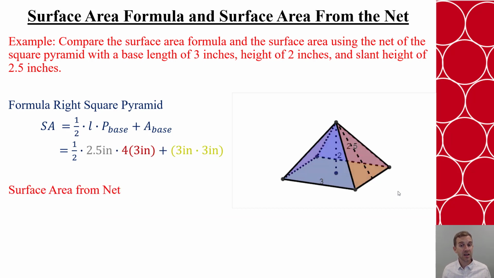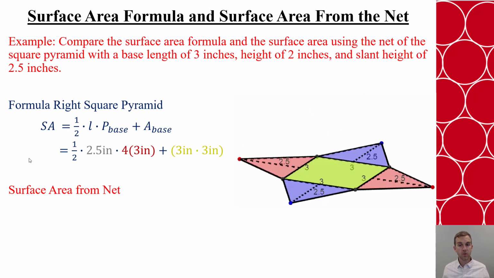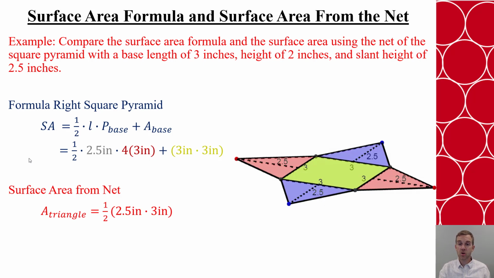Now let's look at it from the idea of the net. And I've got how we put together the formula so that we can compare the two. First thing, I'd want to lay out all 4 of those triangles. I'd want to peel them back and lay them down on a two-dimensional surface. Now look at what we have. We have 4 triangles and the square base. Each triangle would be 1/2 the base times the height. Well, the base in this case is 3 inches and the height is 2.5 inches. And then the area of the square is length times width, so 3 inches times 3 inches.